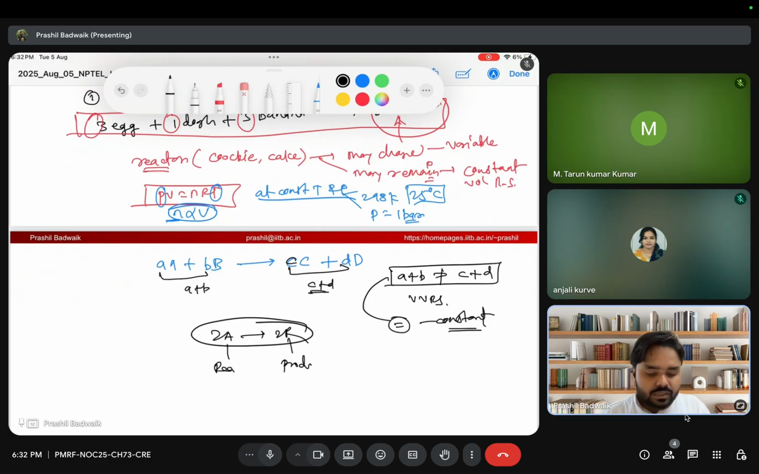And what I am talking about is PV is equal to nRT, which is a gas equation. So I am talking about gas phase reactions.